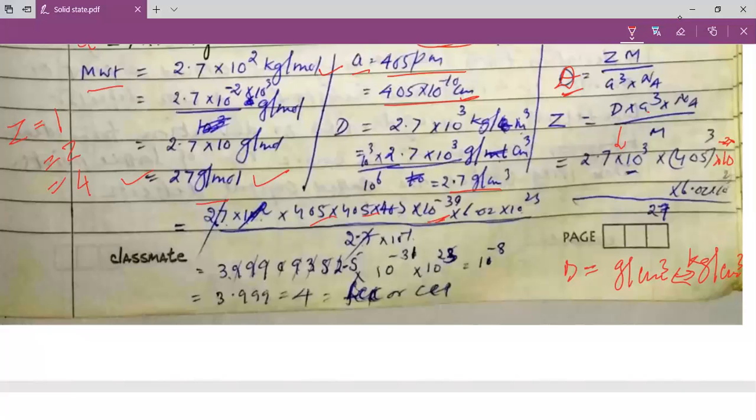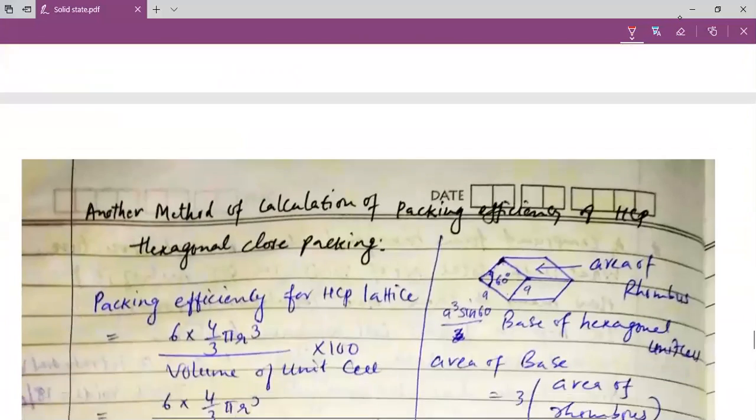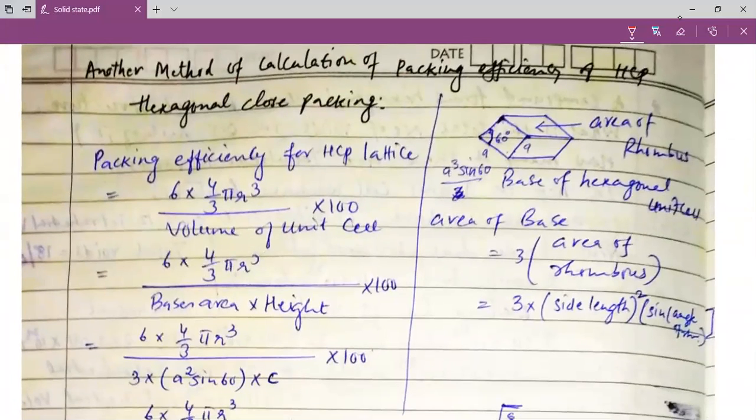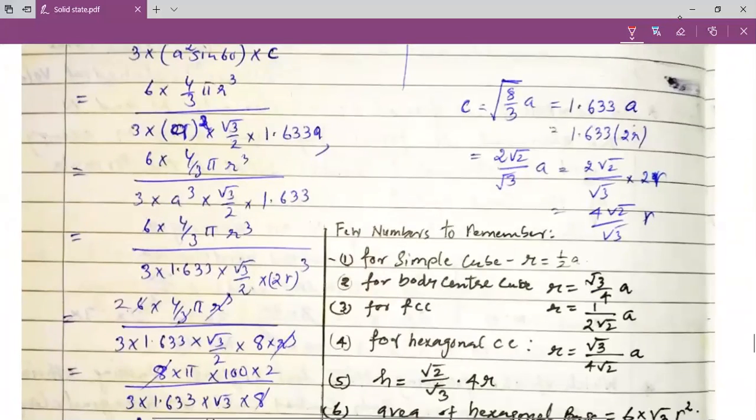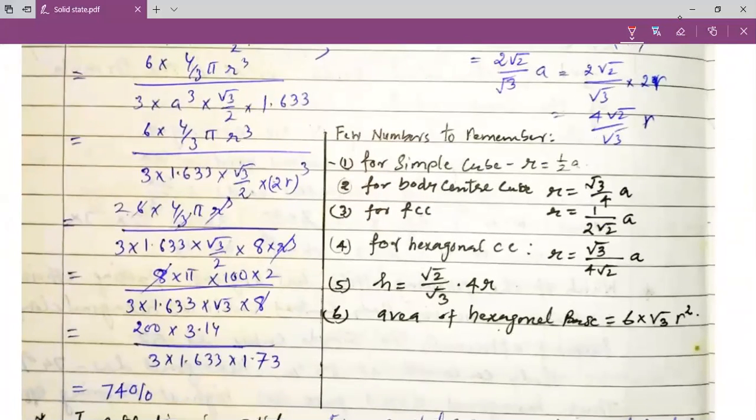By doing all this calculation, my dear students, the answer we get is approximately 3.999, which is equal to 4, and we can say that the type of unit cell we have is the FCC, face centered unit cell. Another method of calculation is packing efficiency for HCP, my dear students, but we will not go deep into this. What I have explained today, this method is already given in your notes, so we are not going deep into this calculation.